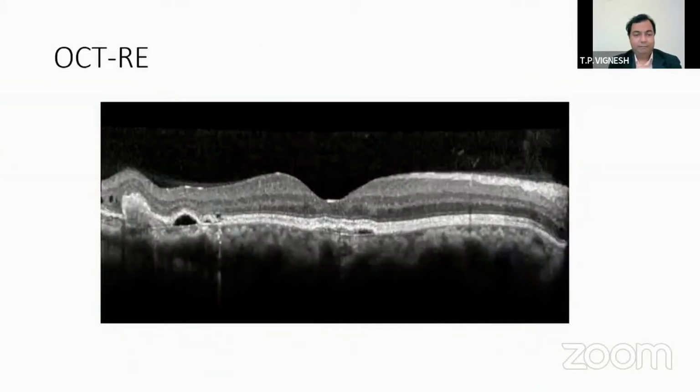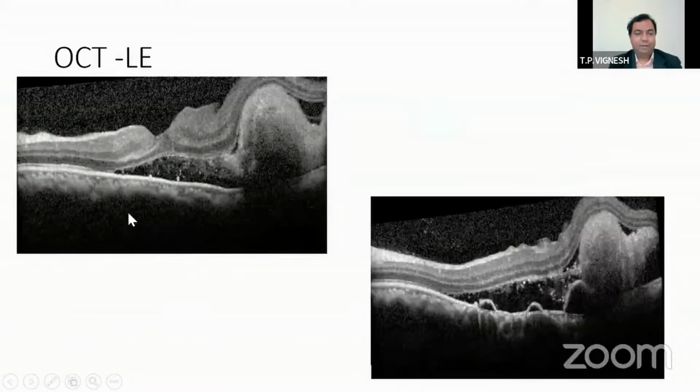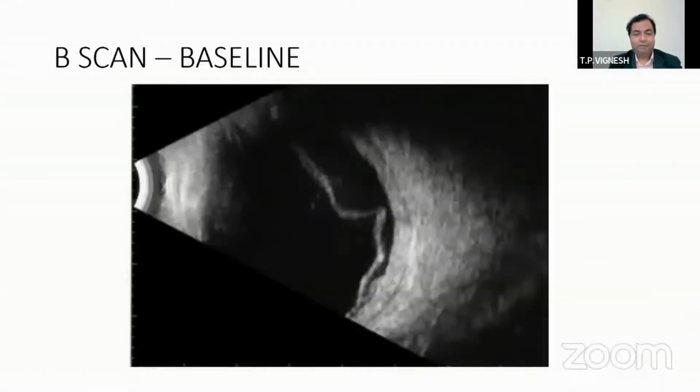And OCT of the right eye revealed a few RPE changes as well as a PED and subretinal fibrotic strand. The left eye revealed serous macular detachment with dense subretinal fibrin. And the scan just below the fovea revealed multiple PEDs and the dense subretinal fibrin. The B scan revealed the inferior bullous retinal detachment.